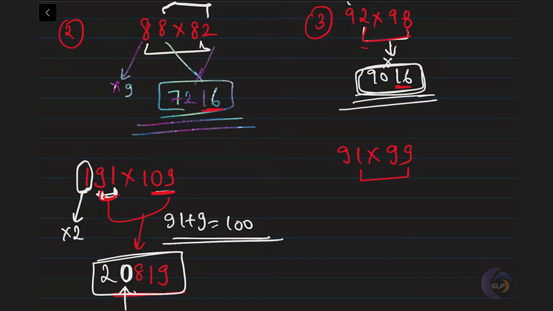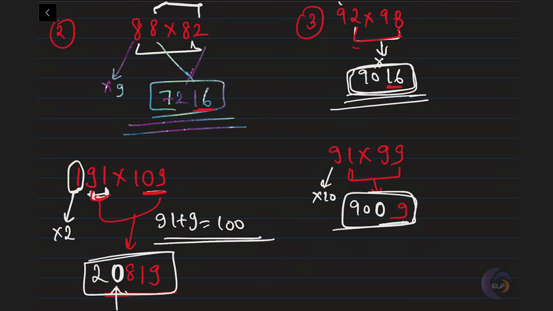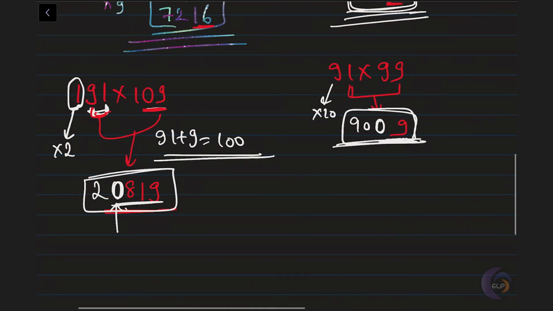Same. Unit digits when added give rise to 10. So 1 nine is 9. But since here tens and unit digits are multiplied, you should have minimum 2 digits over here. So what you have to do? You have to add an additional 0 here, and then multiply the other with the tens digits. 9 tens are 90. So the answer is 9009. So remember, here you have to compulsorily have 2 digits. Here you have to have compulsorily 4 digits.